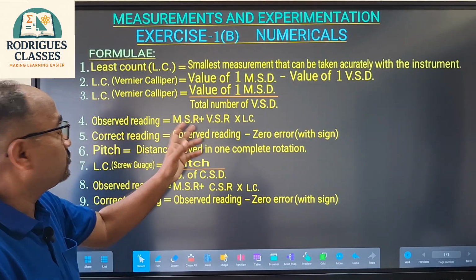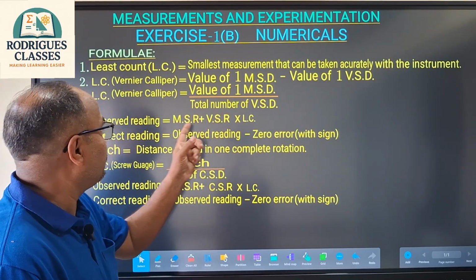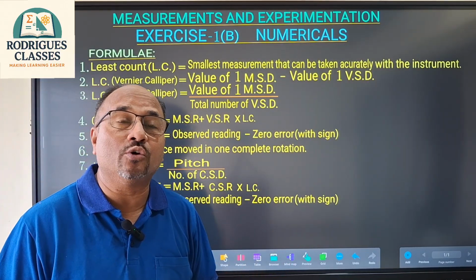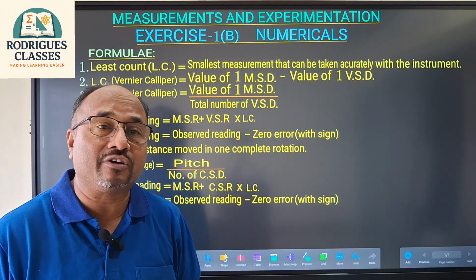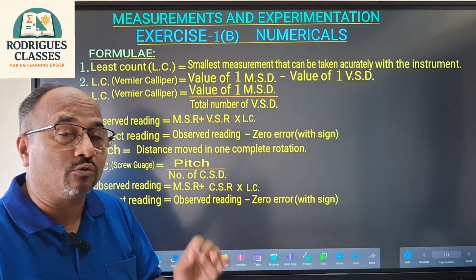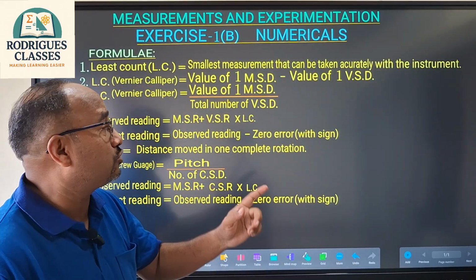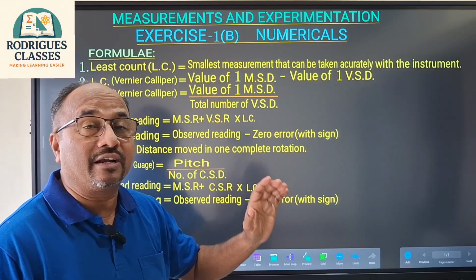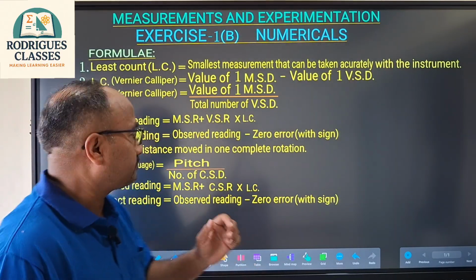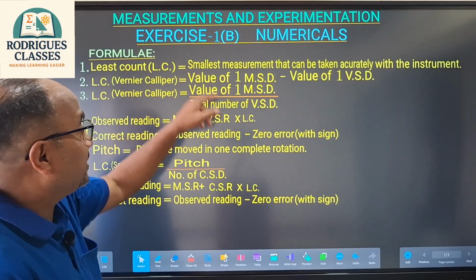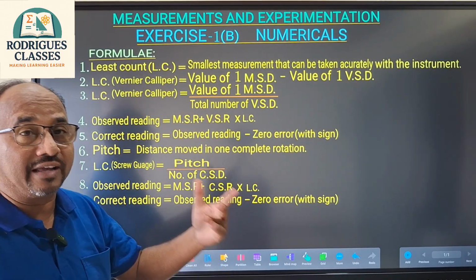Once you have got the observed reading, the correct reading will be the observed reading minus the 0 error. And when you take the 0 error, you have to take it with the sign. If it is a positive 0 error, you take the plus sign and subtract. And if it is a negative 0 error, then also a minus sign is used because of the negative 0 error, and this minus ultimately makes it positive. That completes everything regarding the vernier caliper.